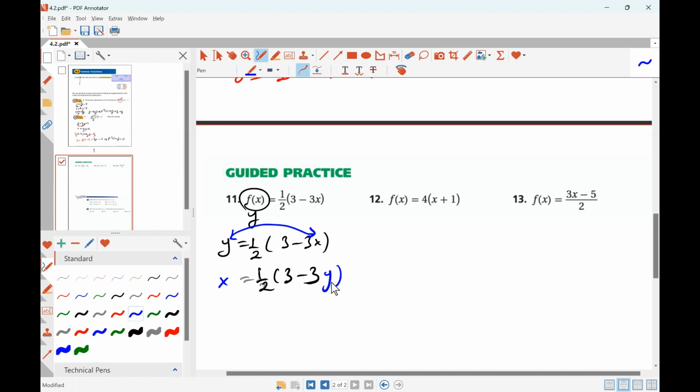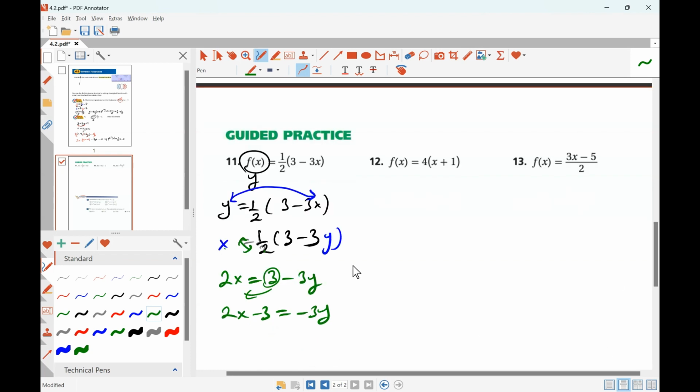In order to isolate y, I should get rid of this bracket. And I have a coefficient in front, so there's a lot to do here. So let's get rid of this fraction first. Doing a cross product will help us. 2 times x, 2x equals, on the right we have 3 minus 3y. Let's move 3 to the other side. So 2x minus 3 is negative 3y, and still y is not alone, so we must divide both sides by negative 3.